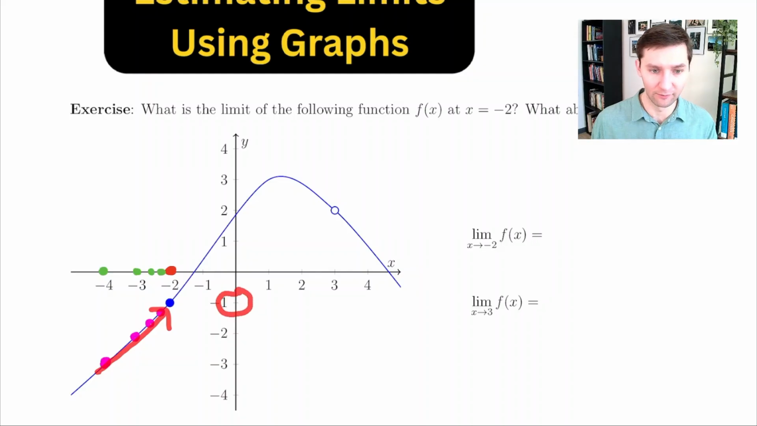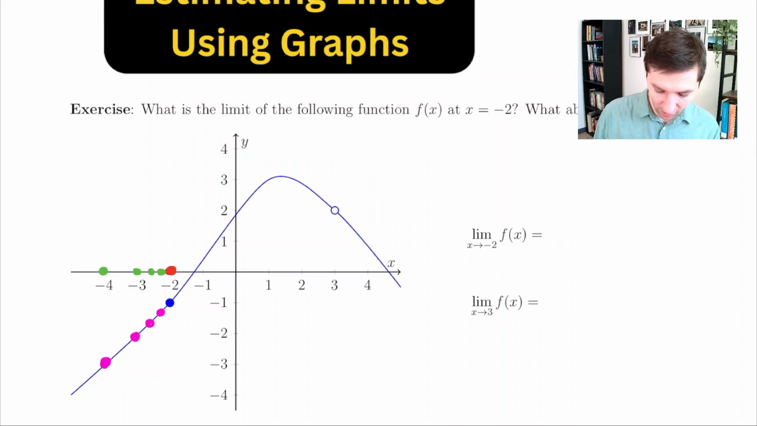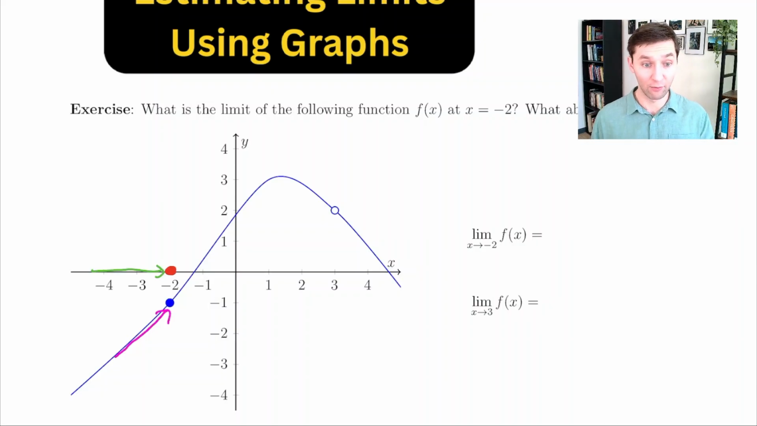Now, as the inputs approach -2 from the left, the outputs of the function appear to approach -1. Instead of drawing points, mathematicians often draw arrows. So, instead of denoting inputs by green dots, I will denote the inputs that approach -2 from the left by an arrow on the x-axis. To denote the points on the graph, I will draw a pink arrow on the function. Now, this pink arrow points toward a point with a y value of -1, which suggests that the limit of this function could be -1.